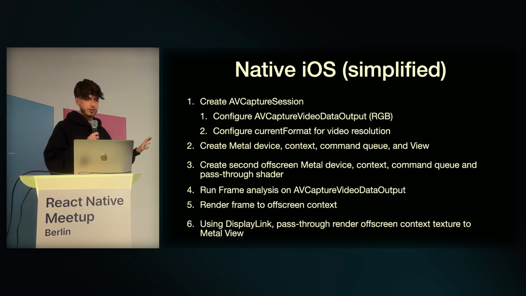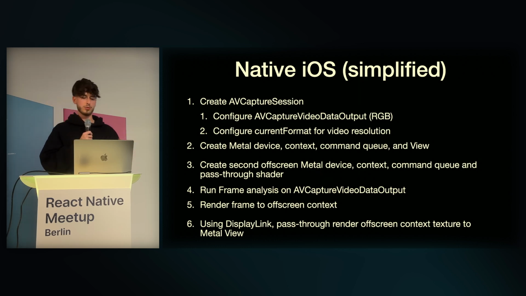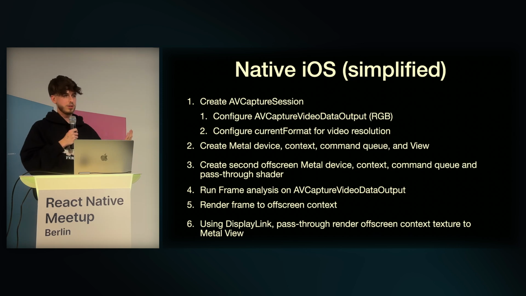I'm not going to go into details about this, but essentially you create an AV capture session, you create the video data output, set it up with RGB, with the video resolution that you want. You create a Metal device, the Metal context, command queue, view, everything. You create a secondary Metal device, context, command queue, and a pass-through shader. Then you run some frame analysis. In this case, maybe a face detection algorithm, some ML Kit, object detection, whatever you want.